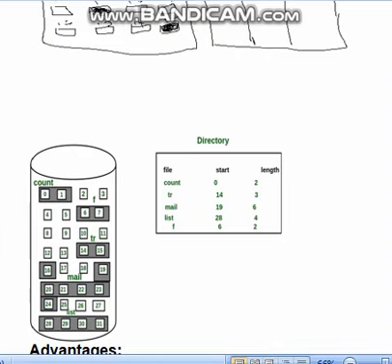Here we can observe another diagram. This is a file allocation table. It has 3 columns: file name, starting, and length. If you observe this hard disk, the first file name is count. Where is count? Here. Its starting index is 0 and its length is 2: 0 and 1, there are 2 blocks.